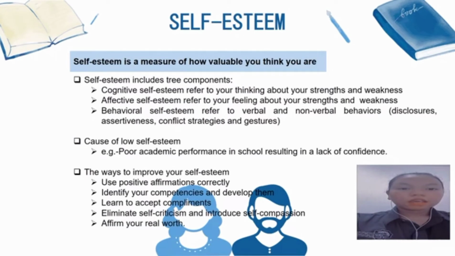cognitive self-esteem, referring to your thinking about your strengths and your weaknesses. Second is affective esteem, referring to your feelings about your strengths and weaknesses. Third, behavioral self-esteem, referring to verbal and non-verbal behavior like disclosure, assertiveness, conflict strategy, and gestures. A cause of low self-esteem, for example, is poor academic performance in school resulting in a lack of confidence.